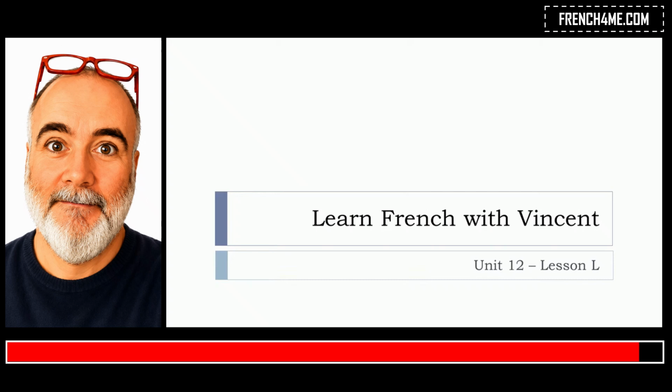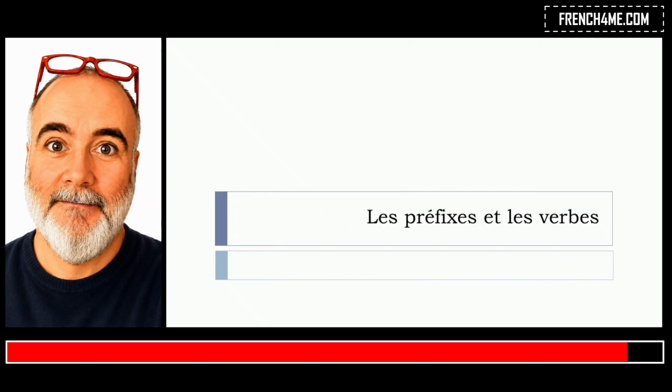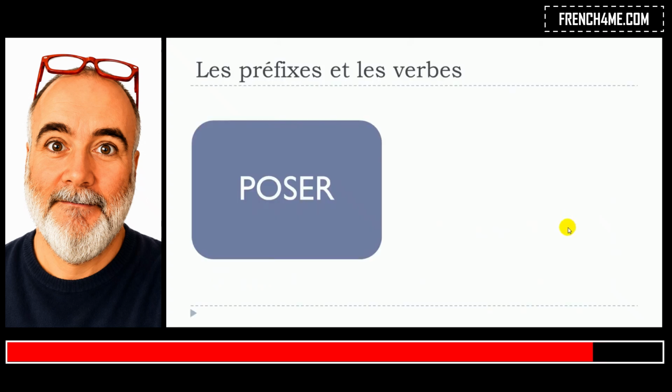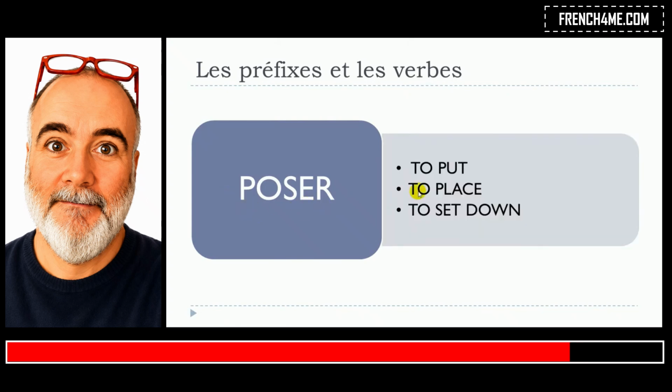This is Unité 12, leçon L. And in this lesson, we'll continue the series of videos that cover the topic les préfixes et les verbes. And in that video, we'll actually have POSER. And so you've got the translations here. Okay, of POSER. And so remember that the idea is that we will add letters in front of POSER, so that's what we call prefix, and by adding these prefixes, we will modify the meaning or the original meaning of the verb POSER. Okay, so let's see now what we've got.